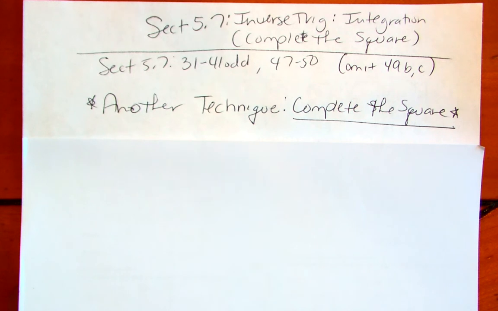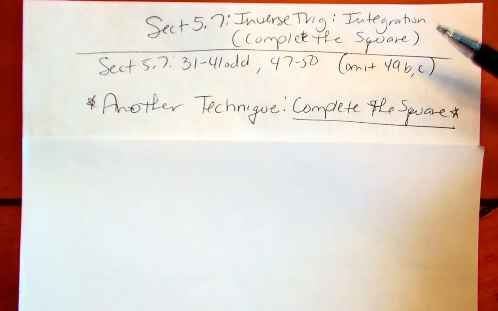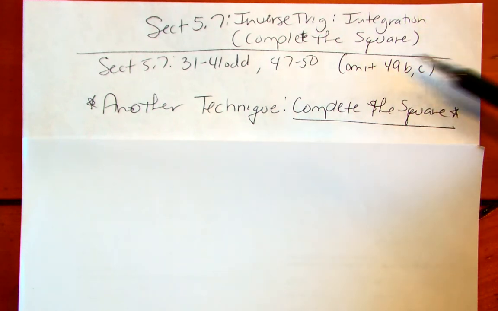Today's video is part 2 of section 5.7, inverse trig functions by integration instead of differentiation, and we're going to learn a new technique, completing the square.